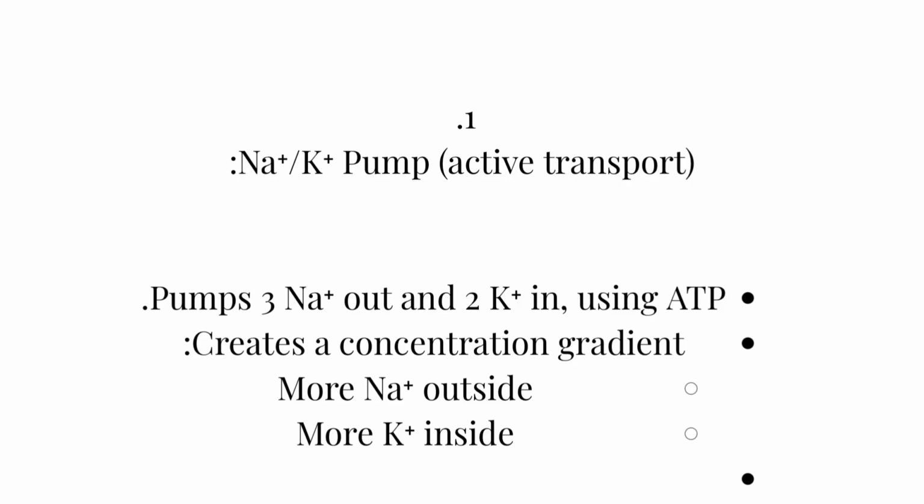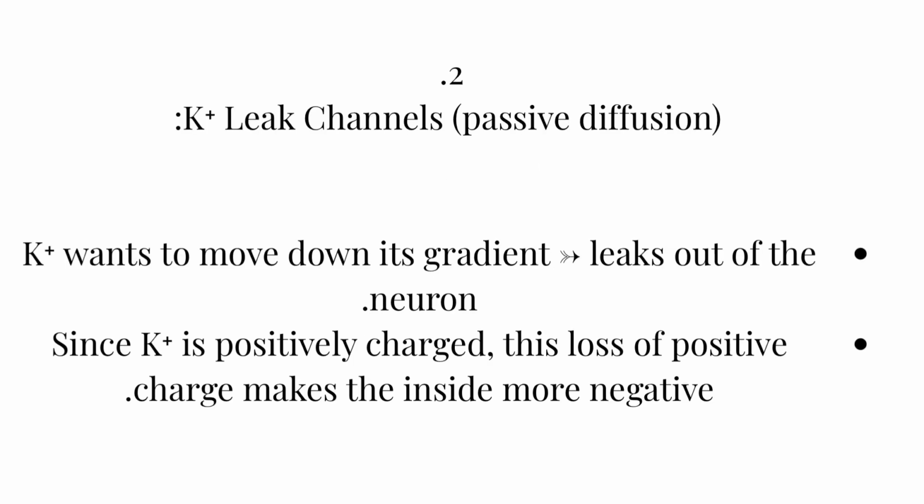1. Na, K pump, active transport, pumps 3 Na out and 2 K in, using ATP. Creates a concentration gradient, more Na outside, more K inside. K leak channels, passive diffusion. K wants to move down its gradient, leaking out of the neuron. Since K is positively charged, this loss of positive charge makes the inside more negative.